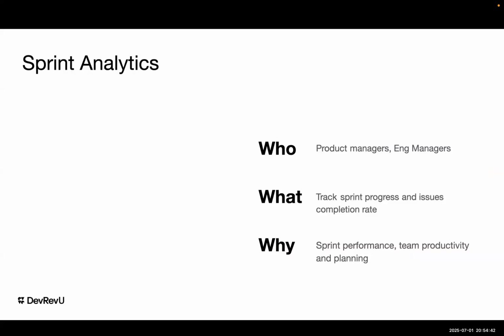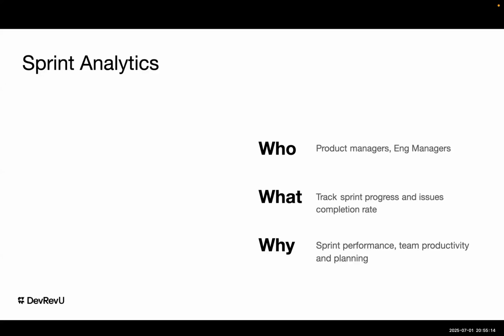Now, okay, sorry, I forgot. It was not last, but we also have Sprint Analytics. Sprint Analytics is basically being used by product managers and engineering managers. Sprints is something where you are assigned some tasks or some issues and you need to complete it between a certain time period. Now, why do these product managers and engineering managers use it? It's to track sprint progress, issues, and completion rate.